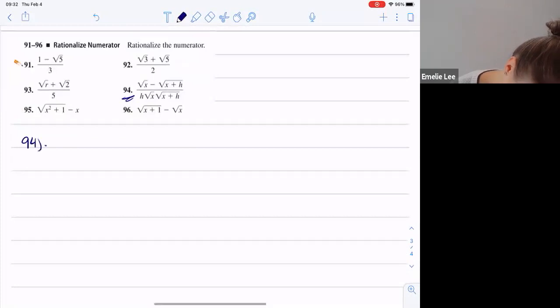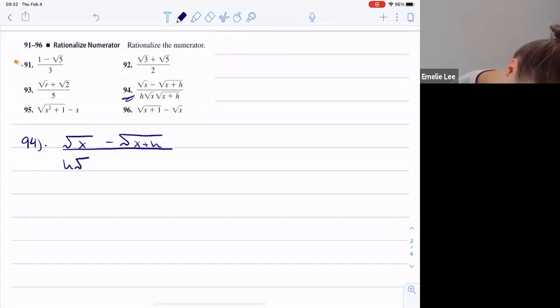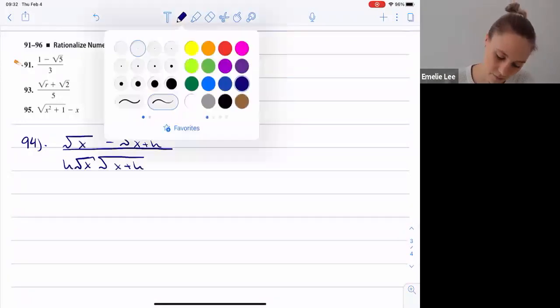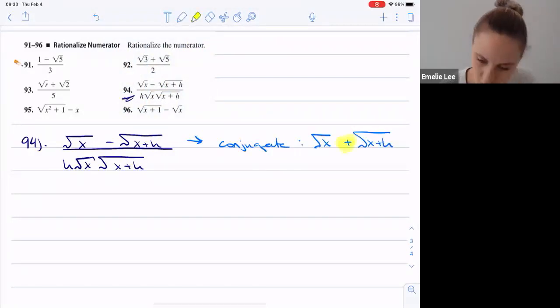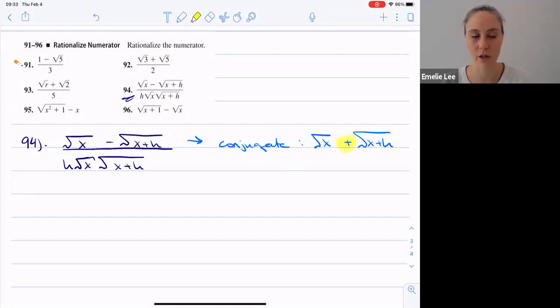So 94. I've got the root x minus the root of x plus h over h times the root of x times the root of x plus h. I'll make a note here that the conjugate is the root of x plus the root of x plus h. Notice that the only thing I've changed is the addition instead of subtraction. Once you get the hang of that, it's quite simple. Okay, if I multiply by the conjugate, I can't just multiply by a number and change the value. What's implied is that I multiply it by the conjugate as a value of 1.